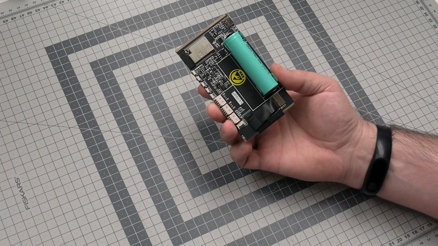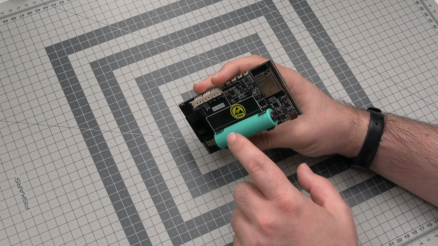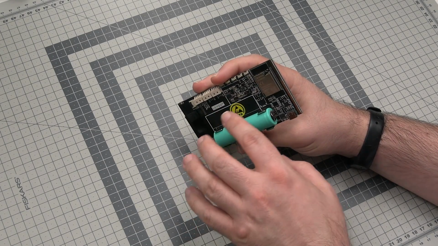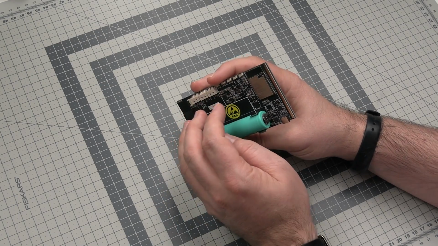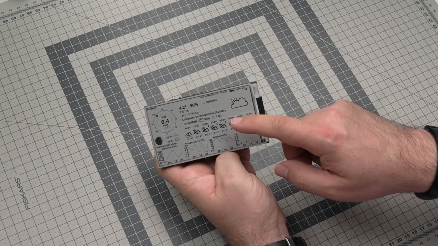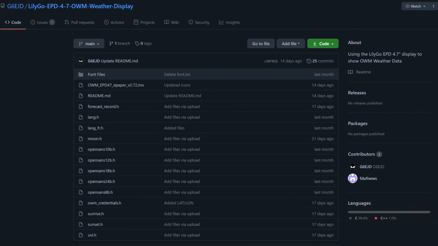By the way, this hardware comes from LILYGO. And if you're looking for interesting ESP32 boards, just search for LILYGO or TTGO. TTGO? Yes, TTGO.